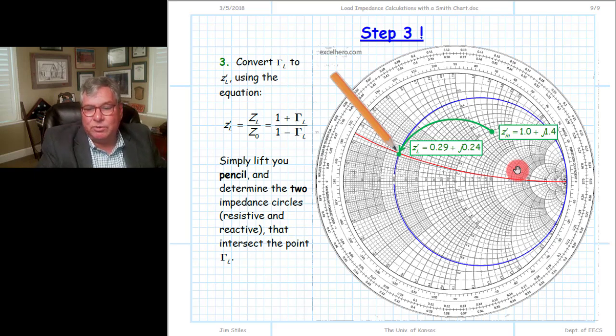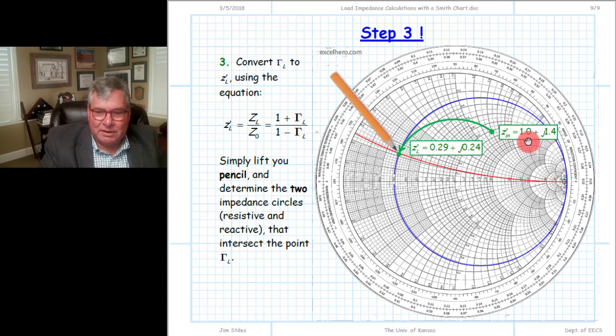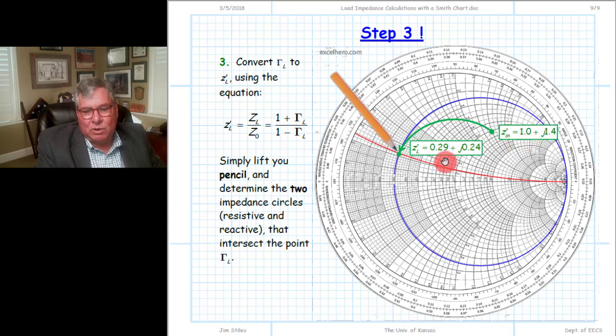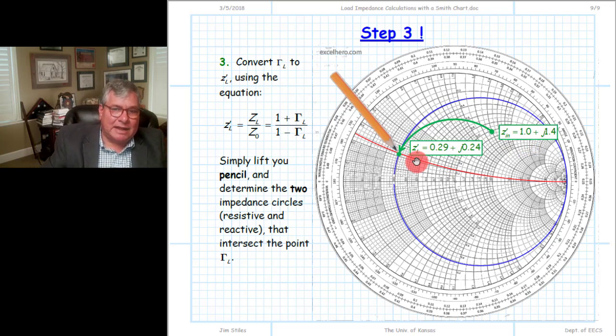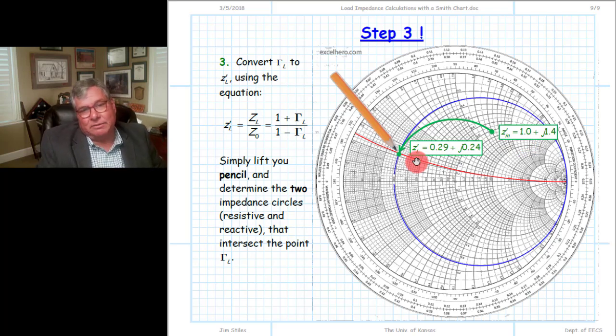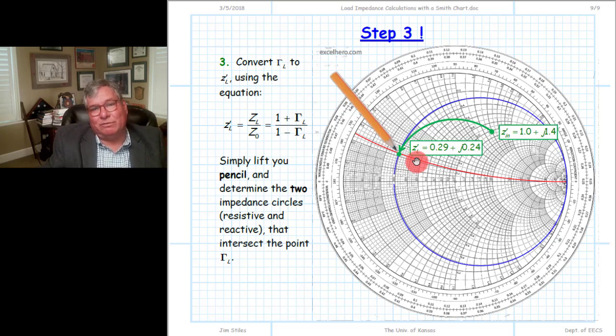So we've gone through and used our Smith chart to start with an input impedance of 1 plus j 1.4 on a transmission line of 0.134 lambda, and we're able to determine the load impedance at the other end of the line for that situation. And notice we never had to pick up our calculator or do any sort of complex arithmetic or mathematics.